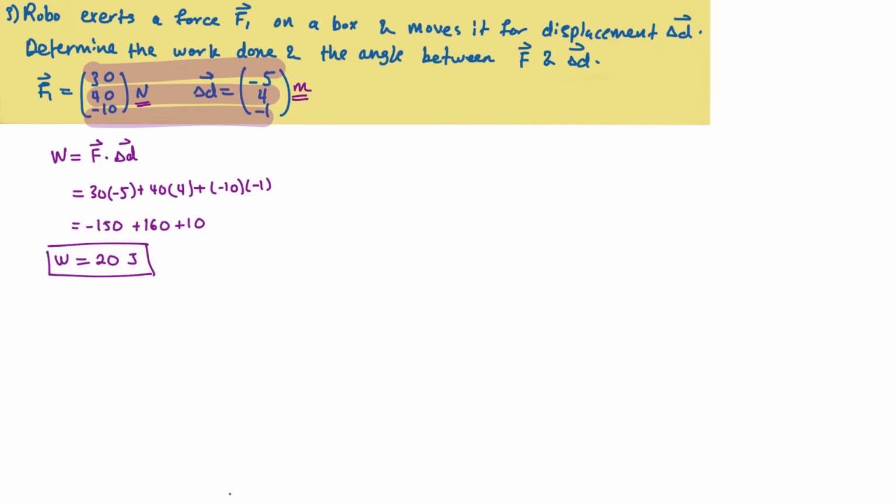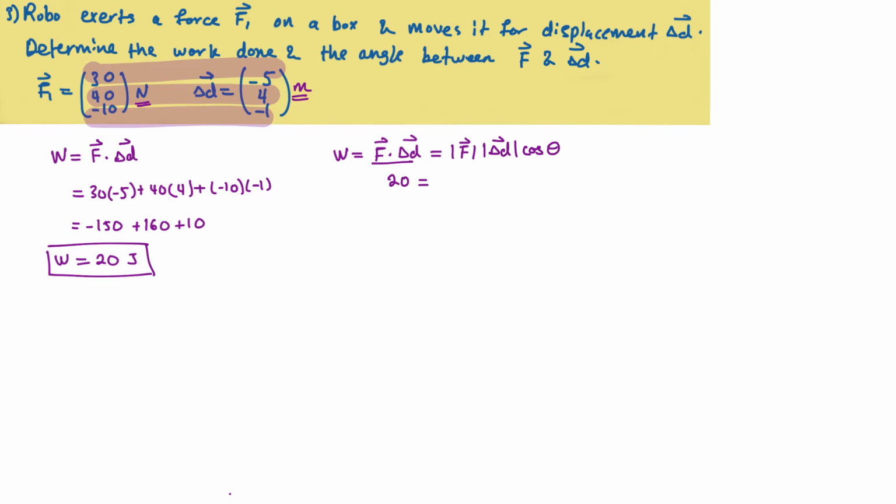Now we want to determine the angle between the force and the displacement. Well, what we have to do is use the other property of the dot product. So we know that work is equal to F dot delta D, and we know that that's also equal to the magnitude of the force multiplied by the displacement magnitude multiplied by the cosine of the angle between them. We already have this calculated. This is equal to 20.